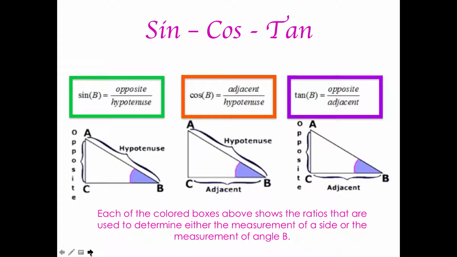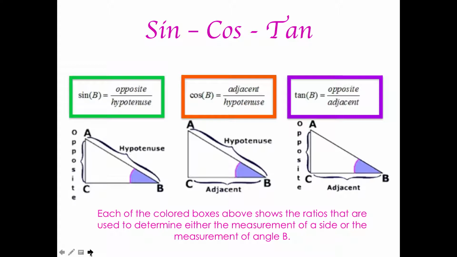In this section, we're going to be using what we call our trig functions: sine, cosine, and tangent. You'll notice in the boxes there, I have a green box, an orange box, and a purple box. These are the ratios I mentioned earlier that we will be using when we're looking for a leg or an angle measurement, depending on what information is provided to us. In the green box, we have the sine of b, where b is your angle, and it's the ratio opposite over hypotenuse. For cosine, it's adjacent over hypotenuse, and for tangent, it's opposite over adjacent. You can see each of these listed there.